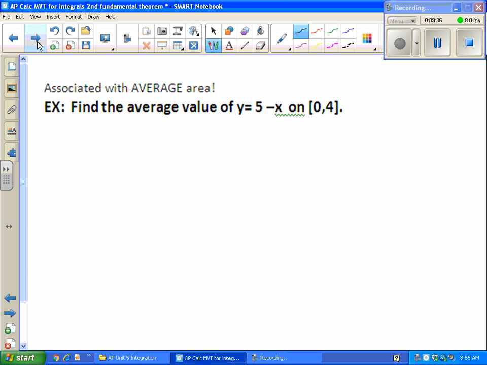Okay. All right, so let's just jump in and do example 1. Find the average value. So really, what are we looking for? The average value is our f of c. On y equals 5 minus x on the interval from 0 to 4. All right, just for this first one, I'm going to draw it, just to make sure that we understand. How would I draw 5 minus x?